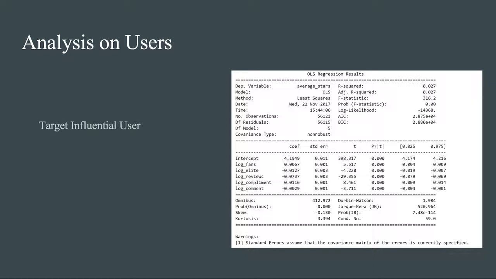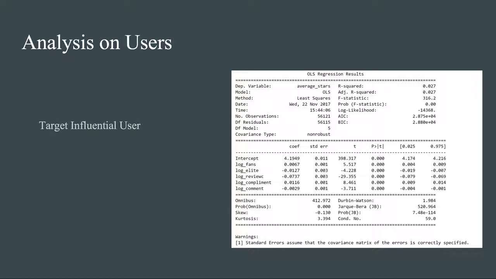We then move on to our analysis on users. We first performed some data cleaning and transformation, and identified 22,586 influential users based on our standard, which is being Yelp elite for at least 1 year and having number of fans in the upper 40% percentile.